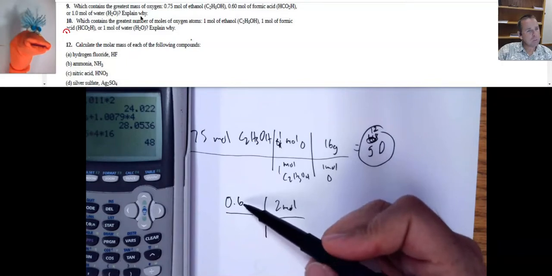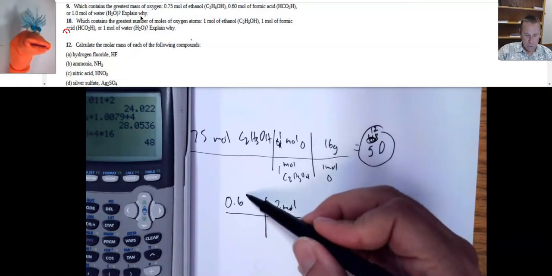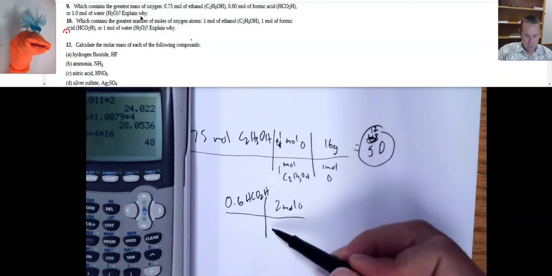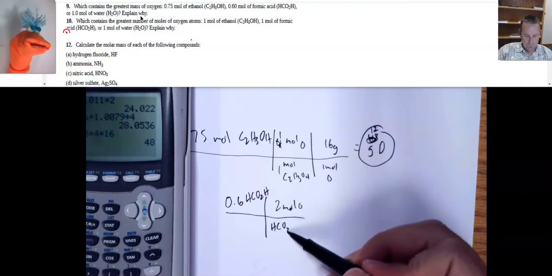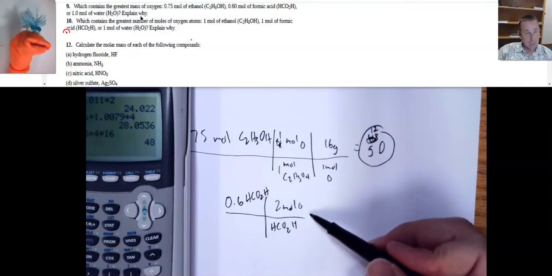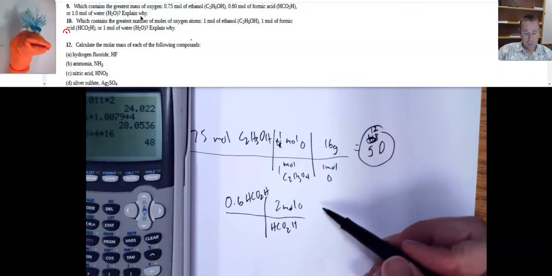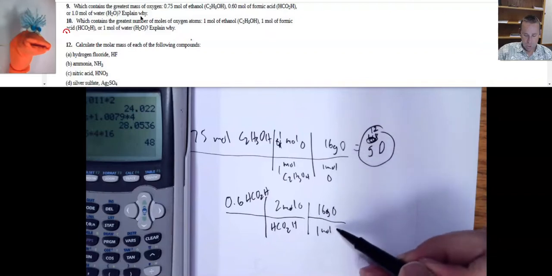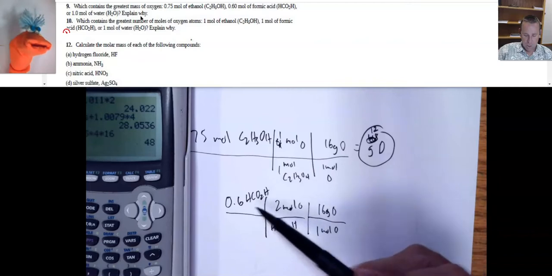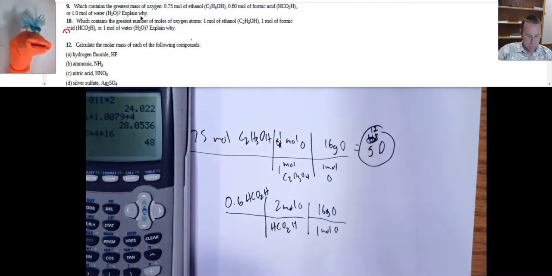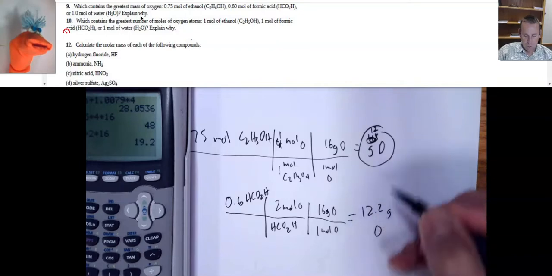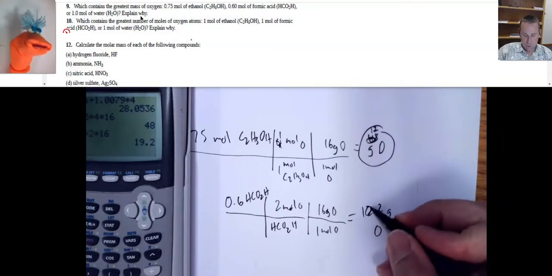But 0.6 moles of formic acid, HCO2H, 0.6 times 2, because there are 2 moles of oxygen for every HCO2H. And again, 16 grams of oxygen for every 1 mole of oxygen. So this is going to be 0.6 times 16 times 2. 0.6 times 2 times the 16, and that's going to be 19.2 grams of oxygen. So this first one was 12. This is 19.2.